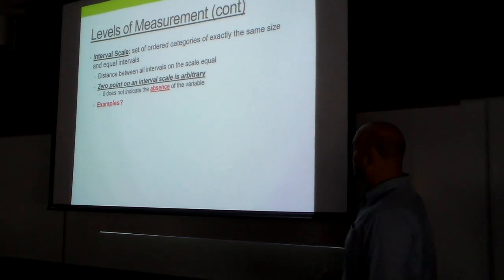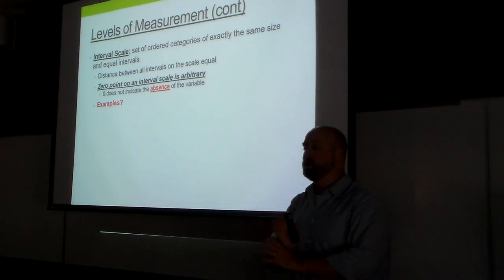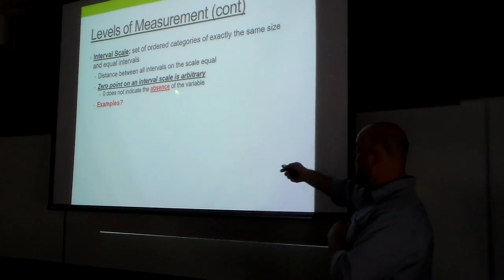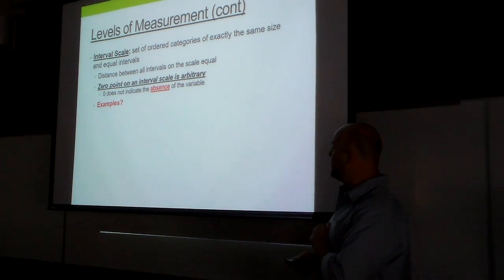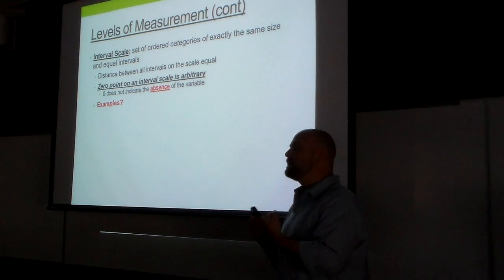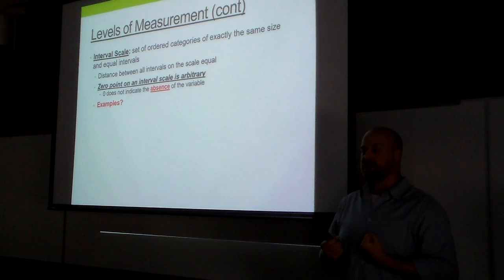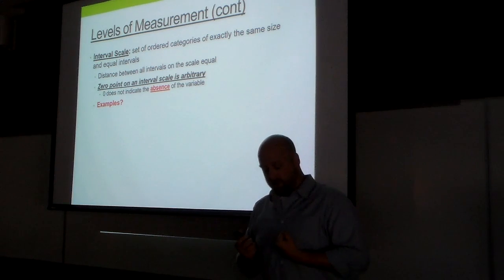When we jump up to interval scales, these are a set of ordered categories of exactly the same size, in equal intervals. The main thing with our interval scale is that the distance between all units is going to be equal. But the thing that makes it an interval scale is that the 0 point is arbitrary. If I score 0 on an interval scale, it doesn't mean that I have an absence of something. It just means that I happen to have scored 0 on that thing. Okay, examples of interval scales.